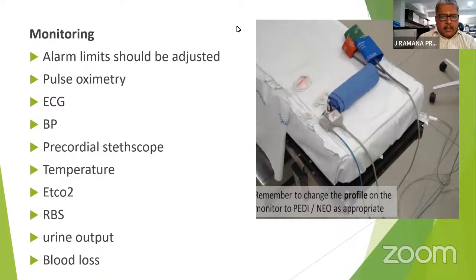Monitoring. Alarm limits should be adjusted. Pulse oximetry, ECG, BP, precordial stethoscope, which is very important in pediatric patients. Temperature, ETCO2, random blood sugar, urine output, blood loss. Remember to change the profile on the monitor to pedi or neonate as appropriate.